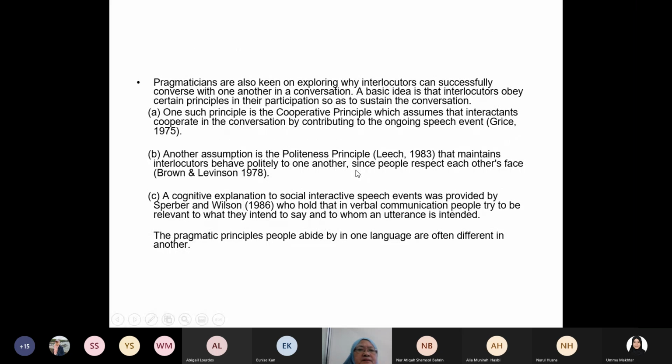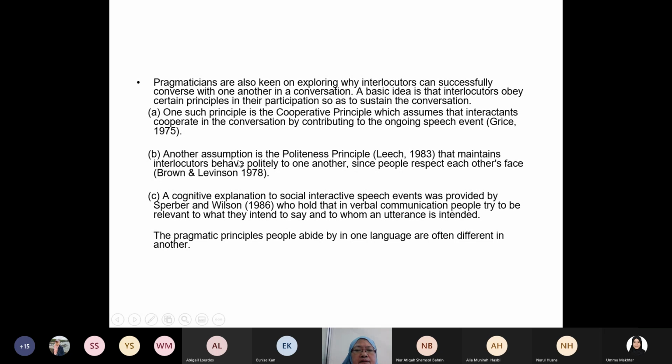All right. So pragmaticians, people who study pragmatics, are very keen on exploring why interlocutors, people who interact, the speaker and the hearer, they call it interlocutors, can successfully converse with one another in a conversation. A basic idea is that interlocutors obey certain principles in their conversation. One such principle is the cooperative principle. We have learned this, which assumes that interactants cooperate in the conversation by contributing to the ongoing speech event.